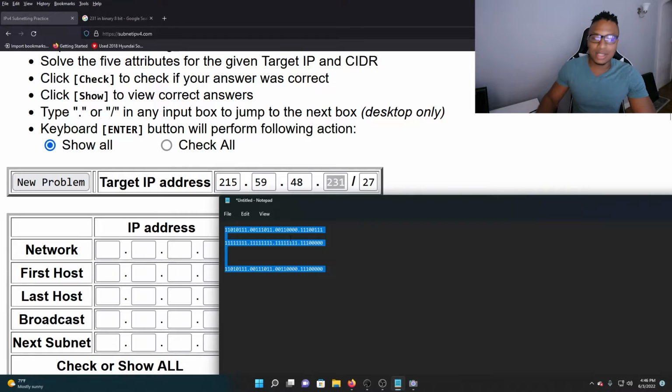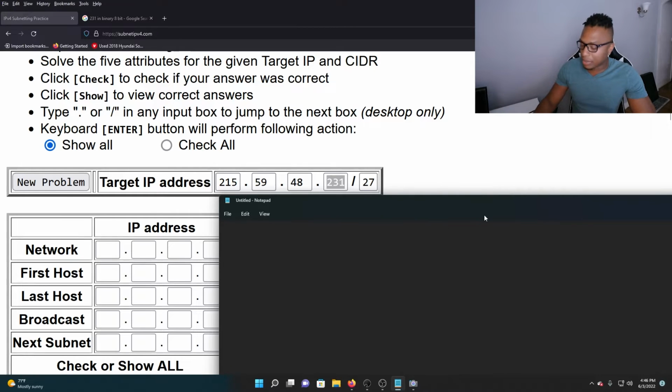So how I would do this, I see a /27, and I'm going to say it's going to be 215.59.48 at least. If this was a /20, for example, we would know for a fact it's going to be 215.59, because a /20 is 255.255, and the next one is not going to be a 255. But we know that those two octets are 255 with the subnet mask, so we don't have to mess around with those numbers at all. We leave these numbers alone.